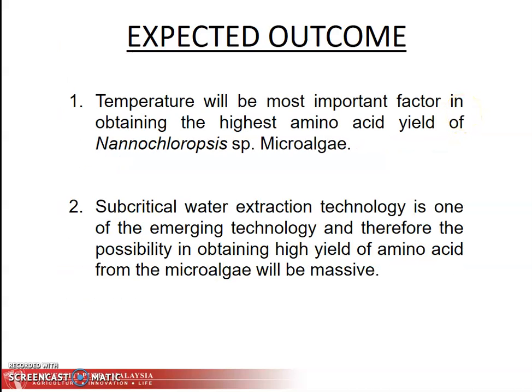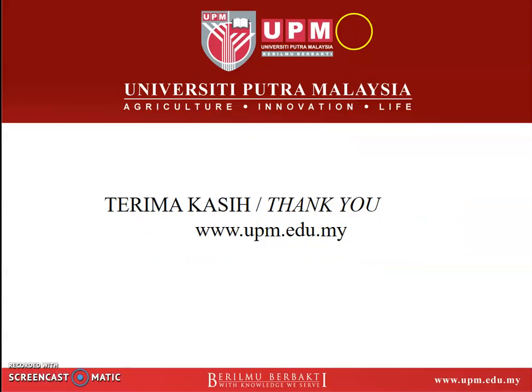And finally, I would like to talk about the expected outcomes of this project. There are 2 expected outcomes that I have written down. One is that temperature will be the most important factor in obtaining the highest amino acid yield from Nannochloropsis species microalgae. The second expected outcome is that subcritical water extraction is one of the emerging technologies, and therefore the possibility of obtaining a high yield of amino acid from the microalgae will be massive. I think that's all from me. Thank you.